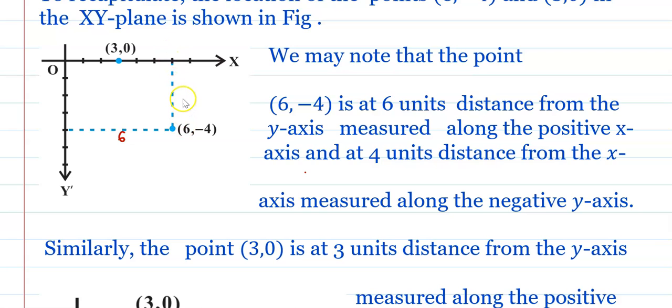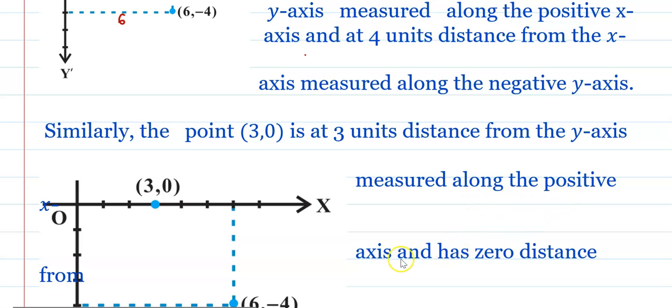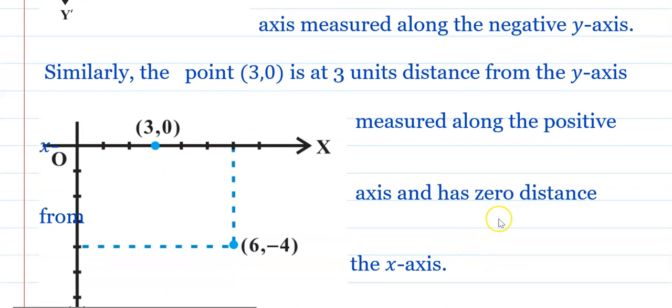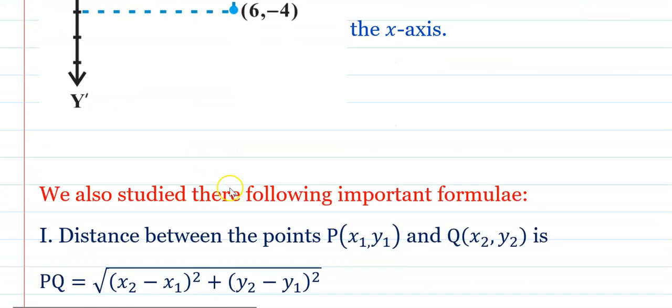Similarly, the point (3, 0) is 3 units from the y-axis, measured along the positive x-axis, and its y coordinate is 0. The distance of the point (3, 0) from the x-axis is 0, therefore the y coordinate is 0. It is simple: the point (6, -4) is in the fourth quadrant, and (3, 0) is on the x-axis.